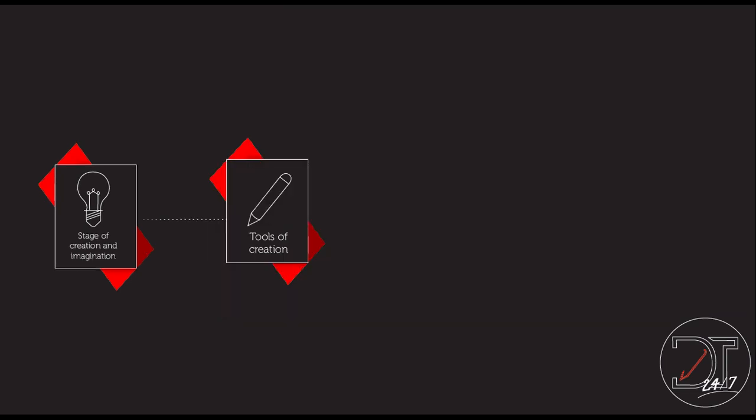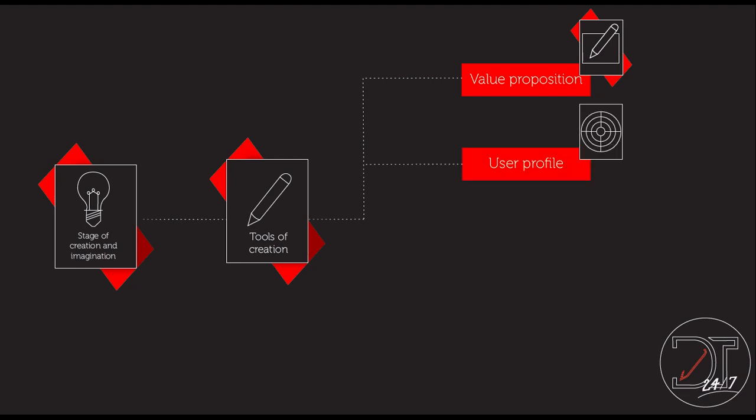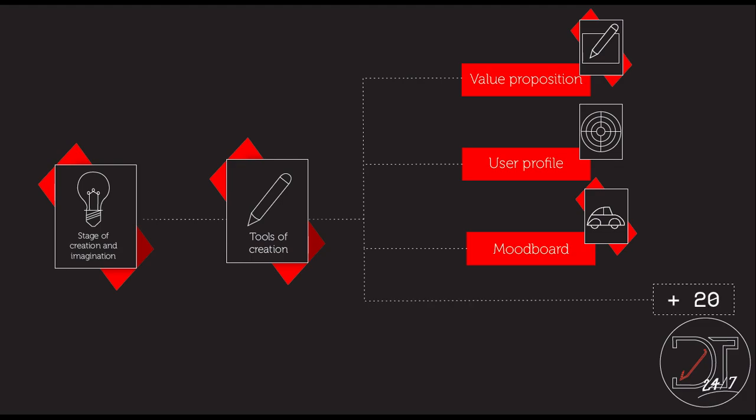Okay, the tools that we use in this stage are many, but the main ones are value proposition, user profile, and mood board. But we have more than 20 tools that allow you to create and think about different situations to solve or improve the development that you are doing.